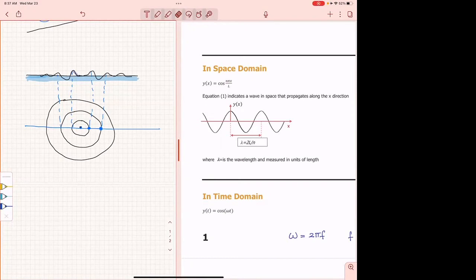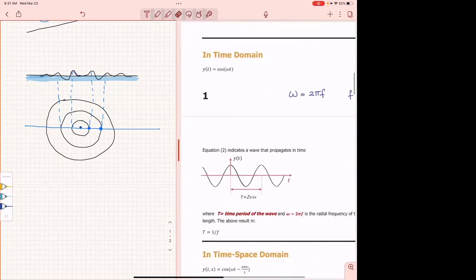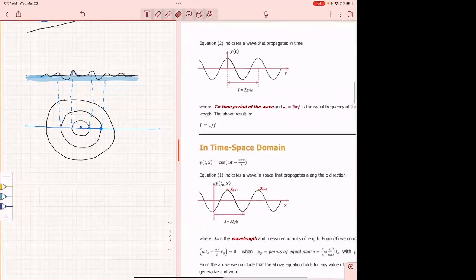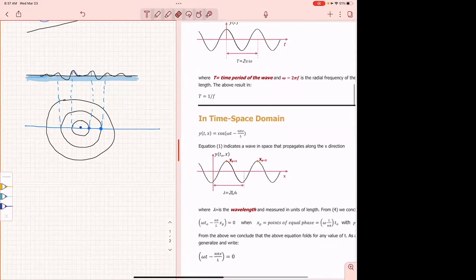And in time, you're going to call it the time period of the wave. All right, the same two points when you start repeating yourself. Now, the time period is related to frequency, and is 1 over f. The wavelength, which is the space period, is going to be developed. We will see the relationship coming next.